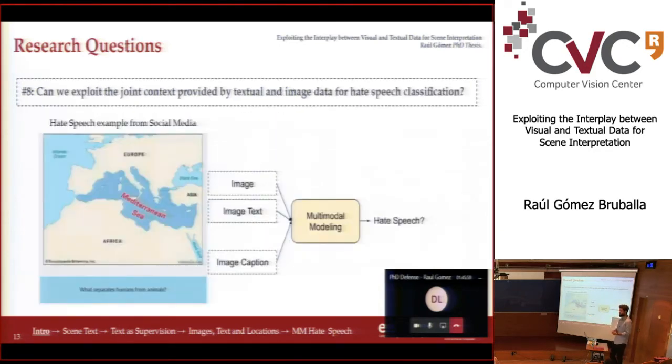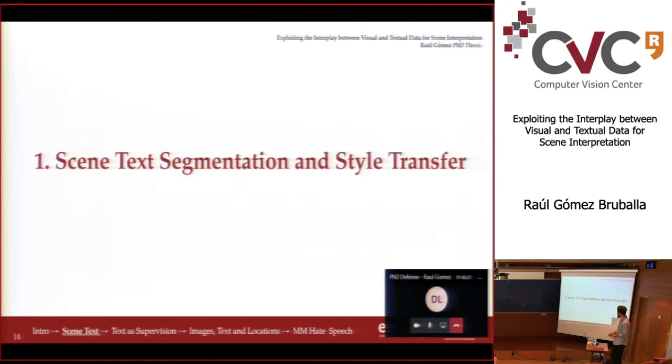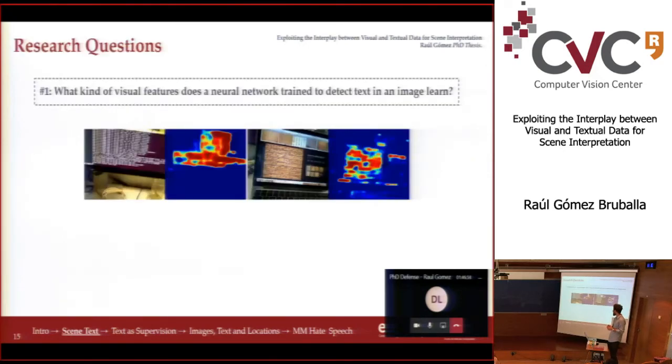Finally, in the last chapter, we will be dealing with social media posts consisting of images with associated text, which are susceptible to containing hate speech. And we are going to explore if we can jointly analyze images and text in a multimodal hate speech detection model. Okay, so those are the research questions I have set for my whole thesis. And now I'm going to start with the first chapter, dealing with text in images, and with the first research question.